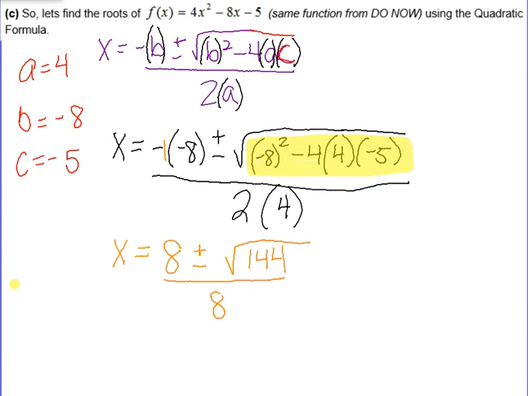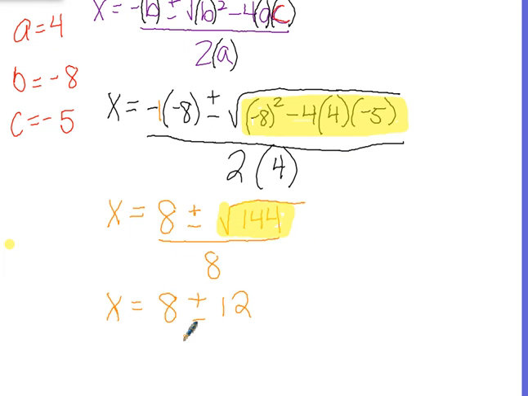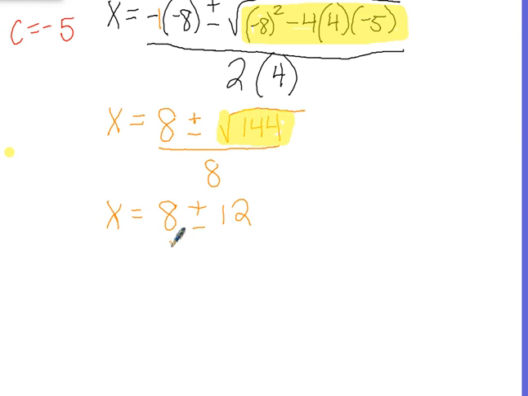I'm going to keep going, and now I'm going to evaluate the square root of 144. So x equals, do you know what the square root of 144 is? If you said 12, you are correct. Since the square root of 144 is 12, we just write 12 all over 8. Now we're ready to split things up. And here's how we do it.